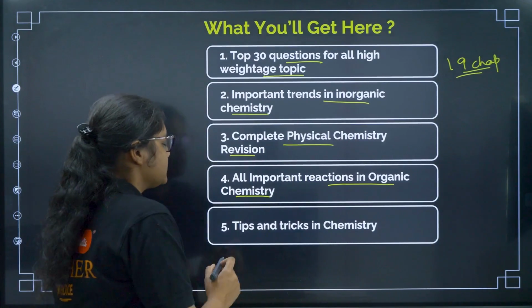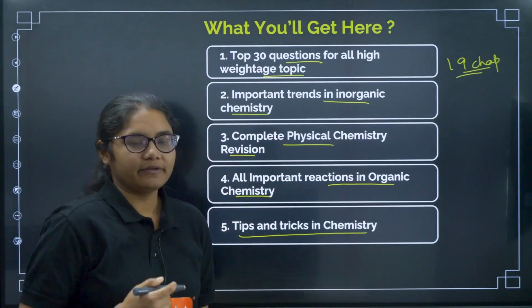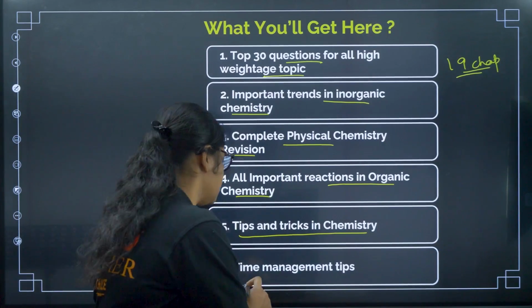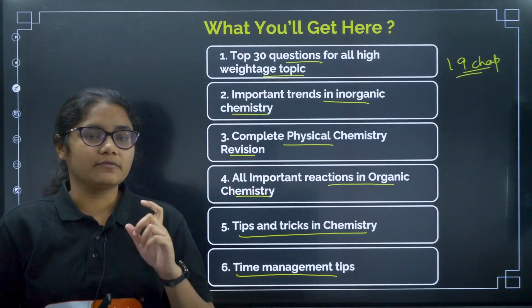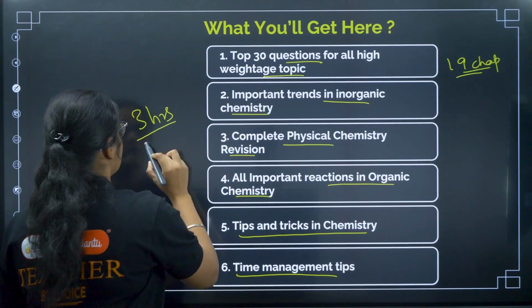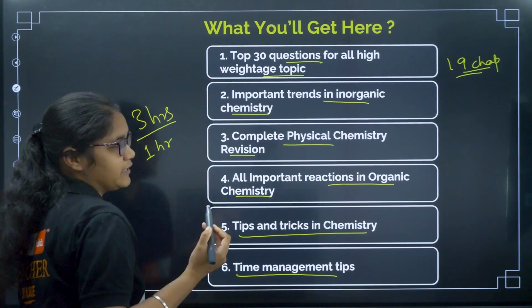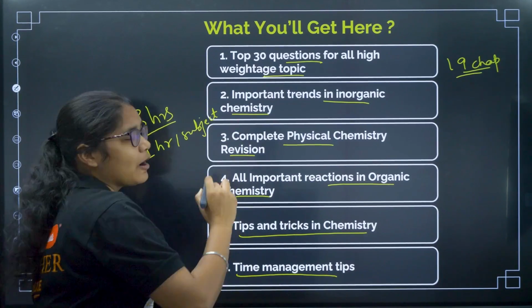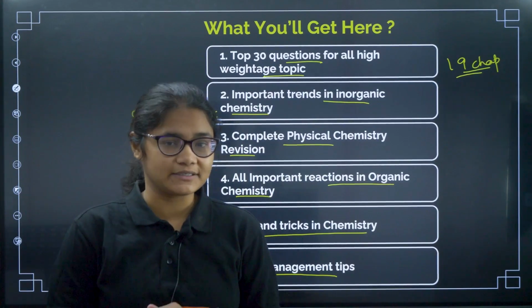Next, you have tips and tricks in chemistry. In all my videos, I'll tell you how you can easily solve the questions. And last, time management tips. You have 3 hours, and you can dedicate 1 hour for each subject. So how exactly can you finish 60 questions in 1 hour?